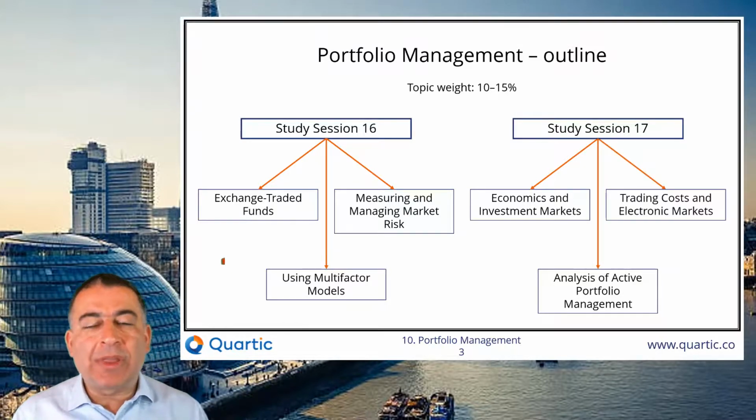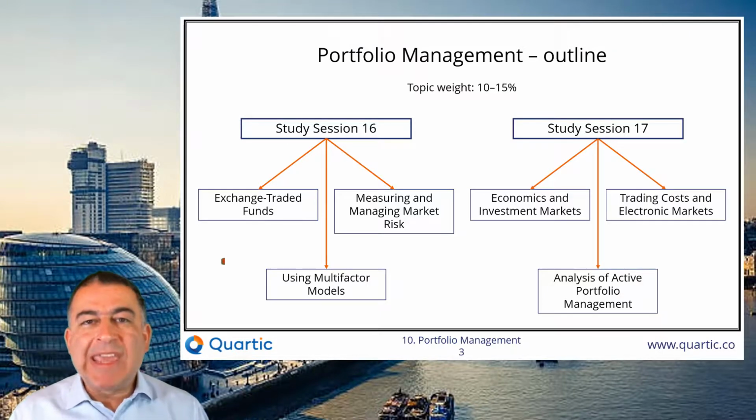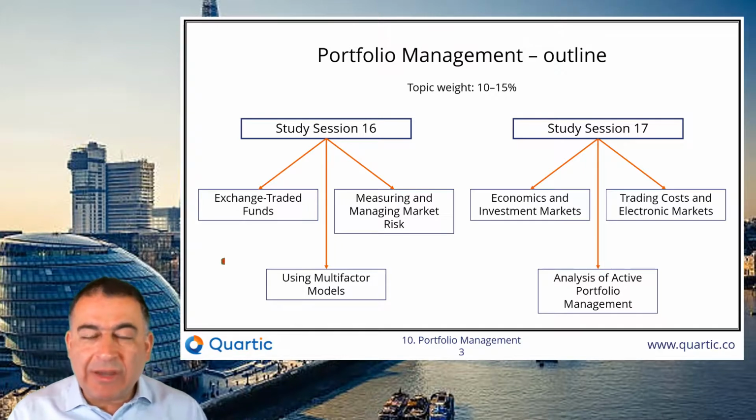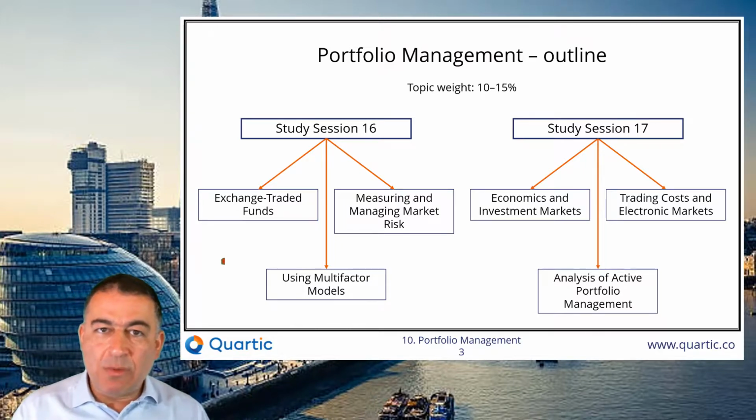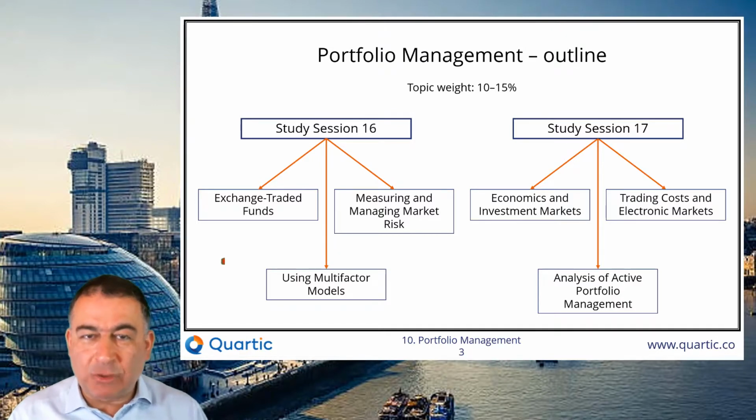And we conclude with a fairly short and simple reading: trading costs and electronic markets. Yes, there are a couple of calculations here, but we're describing, first of all, what the costs are of trading. We break that down into direct and indirect costs, and you'll see a few numbers in that. And then algorithmic trading and high frequency trading.